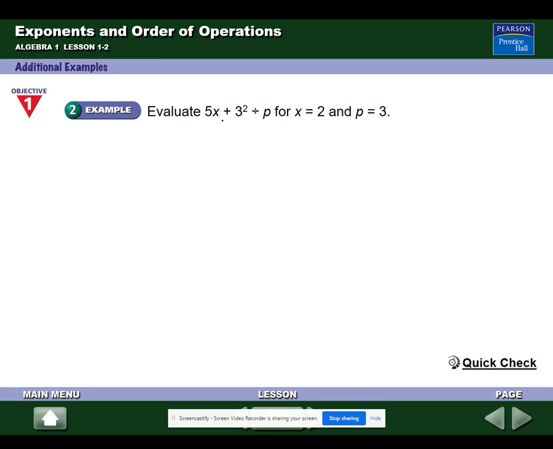If it just said simplify, you could simplify the 3 squared, and that's probably about it. Maybe you turn this into a fraction, maybe. But the fact that they told us that x equals 2 means that we can plug 2 in here. The fact that they told us that p is equal to 3, we can plug 3 in here. And now we have 5 times 2 plus 3 squared divided by 3, right? P is 3.